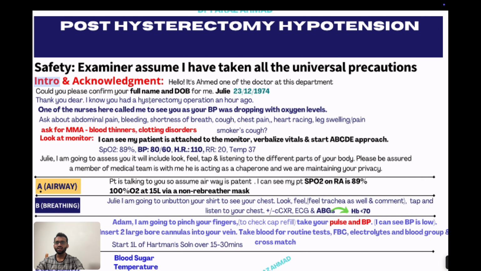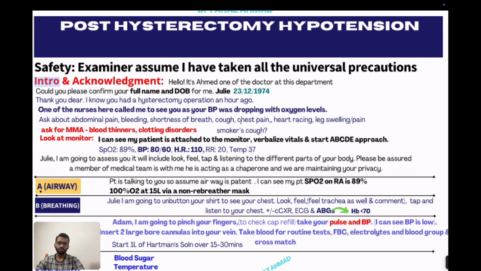I know that you had a hysterectomy, an operation done an hour ago. One of the nurses just called me and she's saying your blood pressure is dropping and your oxygen is also dropping. Then you will ask about a few things. After the operation, the patient may develop abdominal pain, bleeding from the scar, shortness of breath, or heart racing because it could be a PE, although it's very unlikely in this scenario, as it is so early to develop PE after the operation.